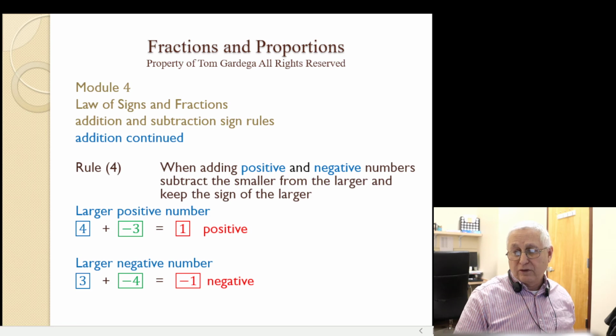When adding positive and negative numbers, subtract the smaller from the larger and keep the sign of the larger. 4 plus minus 3. 3 is smaller than 4, so we're going to subtract it from 4, and we're going to keep the sign of the positive. So 4 minus 3 equals 1, and it's positive. Here we have a larger negative number, 3 plus minus 4. We're going to subtract the smaller from the larger. 3 from 4, absolute value gives us 1, and we're going to keep the sign of the larger number, negative 1.